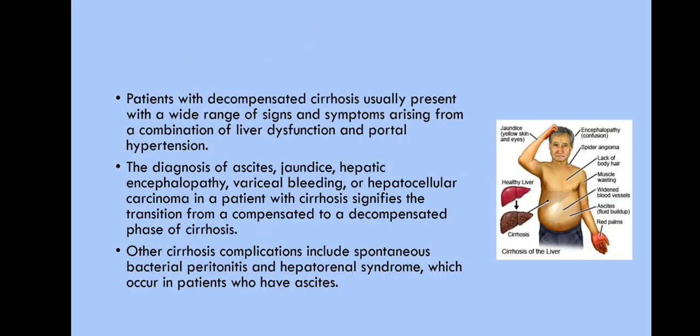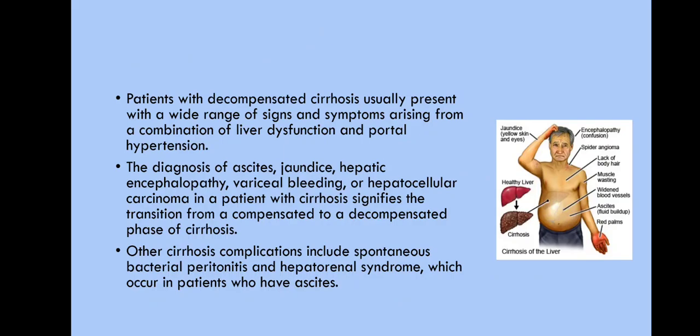So patients with decompensated liver cirrhosis usually present with a wide range of signs and symptoms that will arise from a combination of liver dysfunction and portal hypertension. The diagnosis of ascites, jaundice, hepatic encephalopathy, variceal bleeding, or hepatocellular carcinoma in a patient with liver cirrhosis signifies the transition from a compensated to a decompensated phase of cirrhosis.